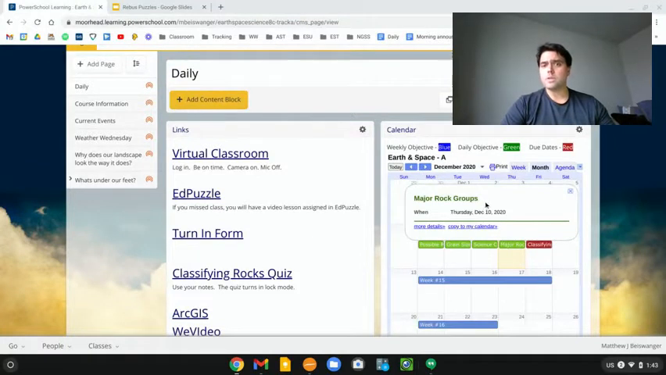Today in class we finished up our classifying rocks and looked at the major rock groups, getting ready for our classifying rocks quiz tomorrow. So I want to make sure we're ready for that. Again, it is open note. It does put you into lock mode. It'll be 6 rocks and 5 questions for each rock. So we'll talk about that in a second, what that looks like.